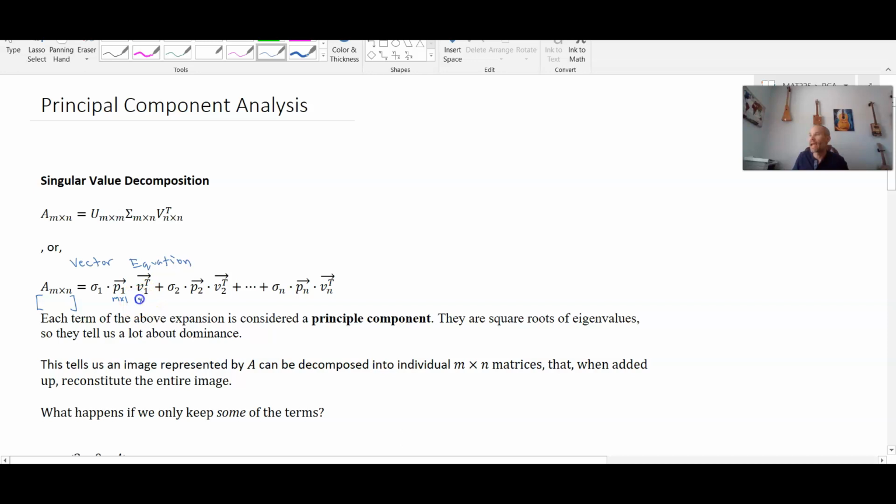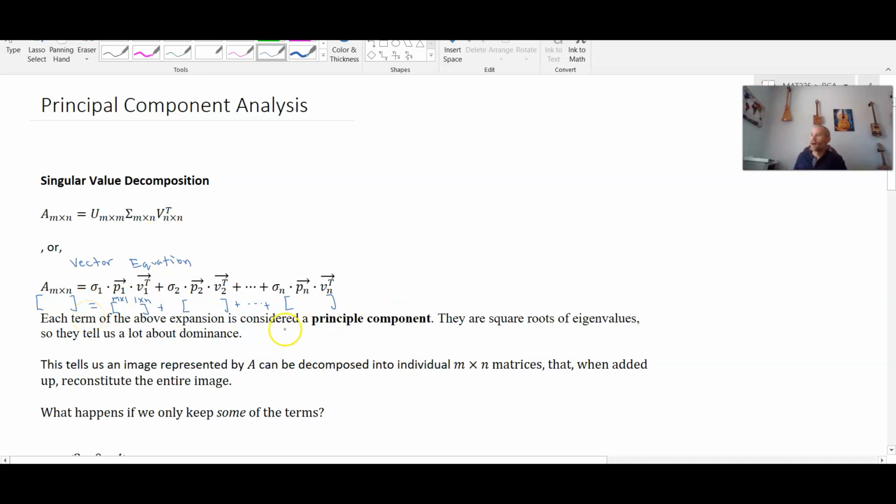a 1 by n vector V1 transpose, which in and of itself gives me an individual m by n matrix. And then when I scale it by sigma, that has a scalar effect. And same thing here. For all of these terms, we have individual m by n matrices. Now, when you aggregate them, when you add them all together, you get back the original A matrix.